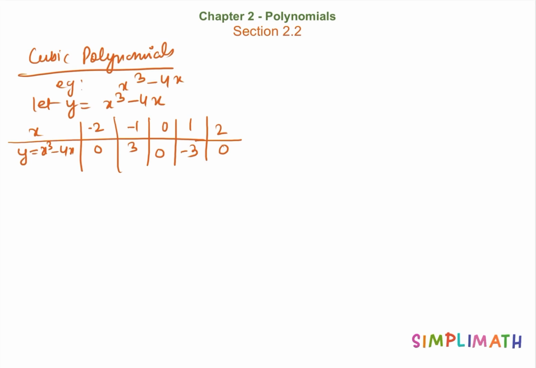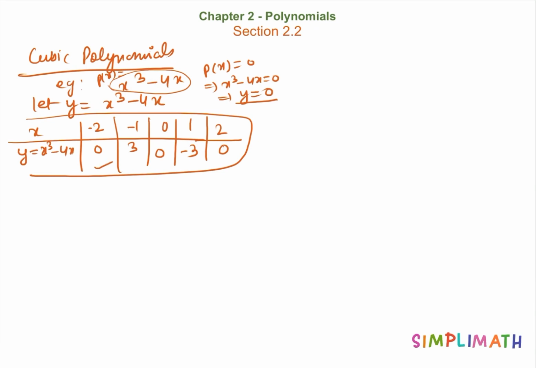Now from here, for the polynomial p of x equals x cube minus 4x, what is the zero? If p of x equals 0, so x cube minus 4x equals 0, that means y is 0. So when do we get y equals 0? From this table, over here, over here, and over here. So in these cases the value of x is the zero of the cubic polynomial. So minus 2, 0 and 2 are the zeros of the polynomial x cube minus 4x.